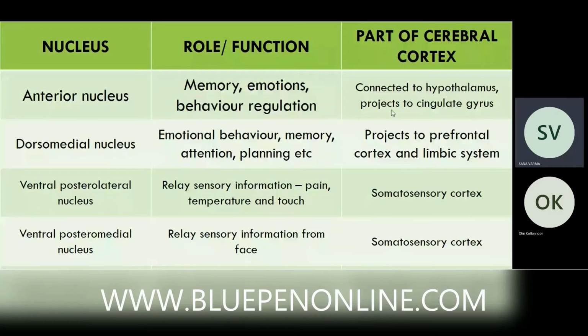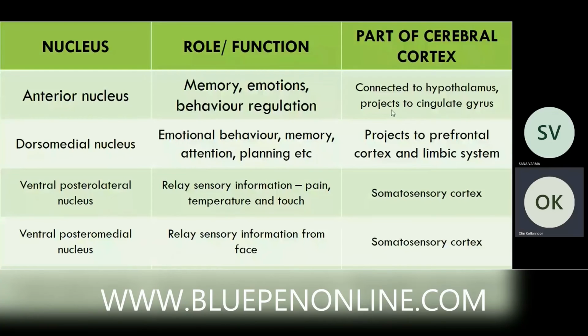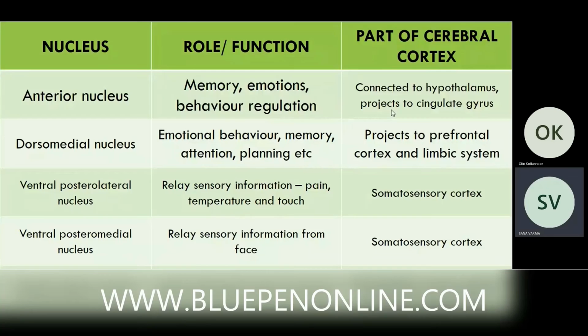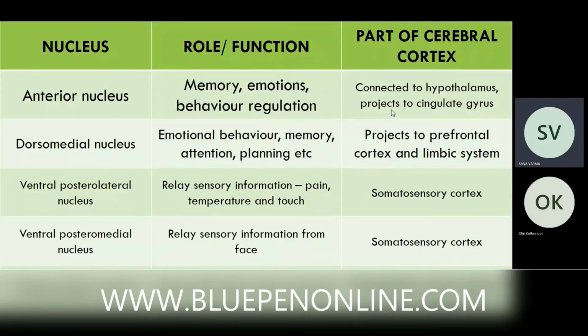What is the cingulate gyrus? The cingulate gyrus is on the medial surface of the brain. It's above, superior to the corpus callosum. Very good. Okay. And what is its function?